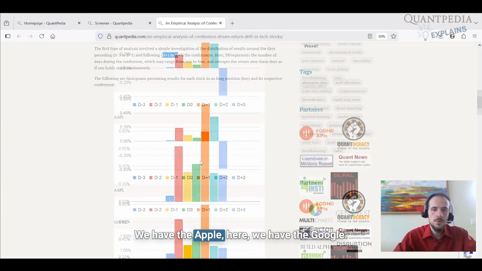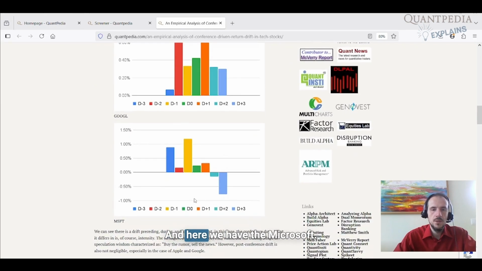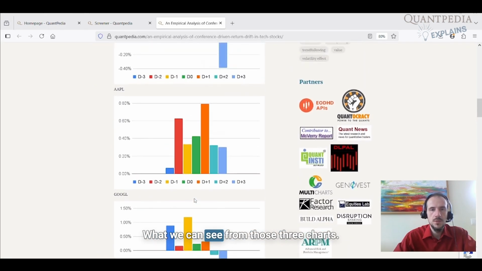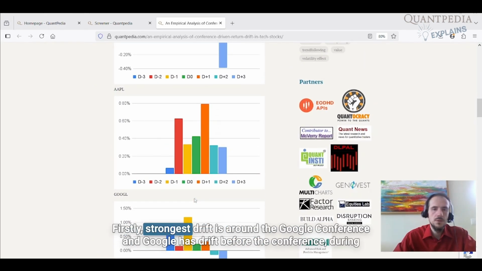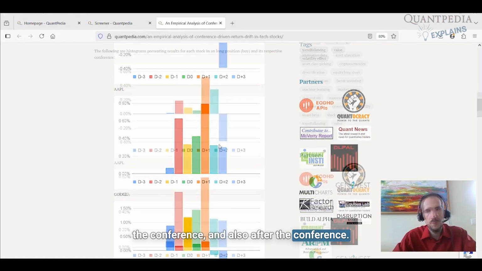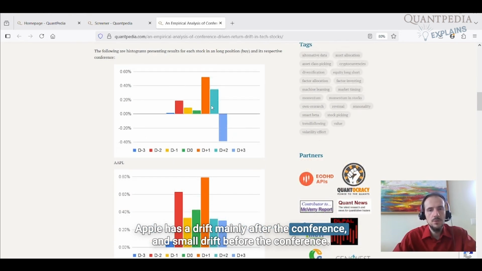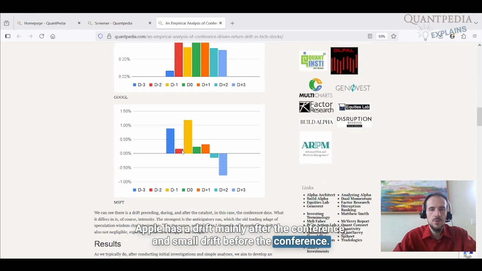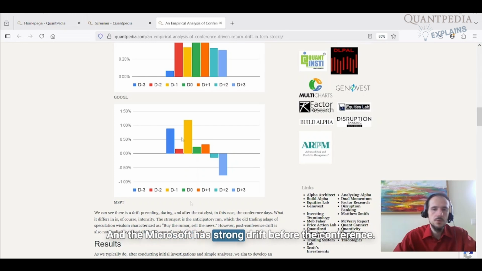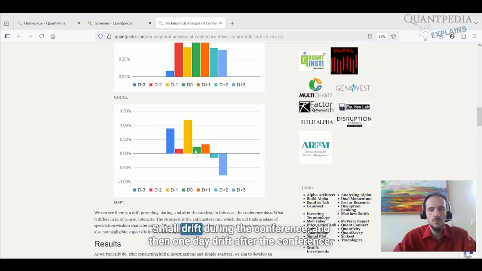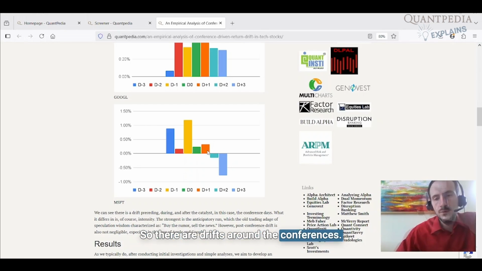Here we have Apple, here we have Google, and here we have Microsoft. So what can we see from those 3 charts? Firstly, the strongest drift is around the Google conference, and Google has a drift before the conference, during the conference, and also after the conference. Apple has a drift mainly after the conference and a small drift before the conference, and Microsoft has a strong drift before the conference, a small drift during the conference, and then a 1 day drift after the conference. So there are drifts around the conferences, definitely.